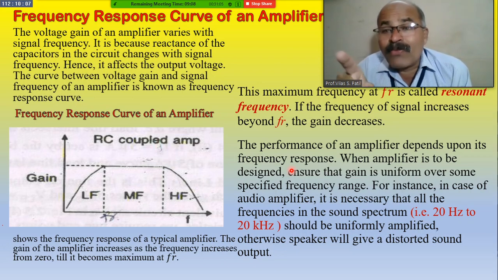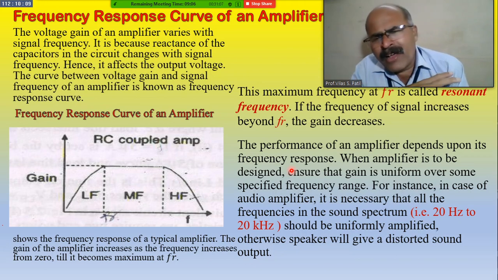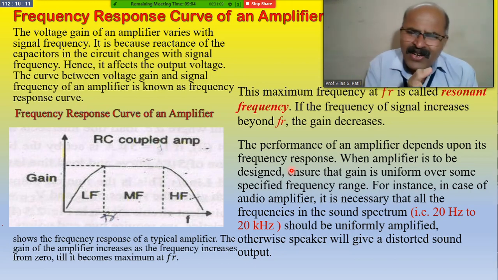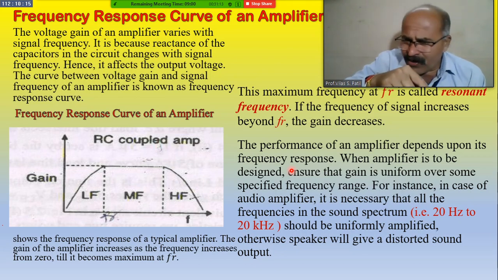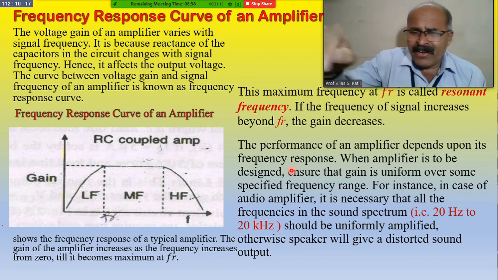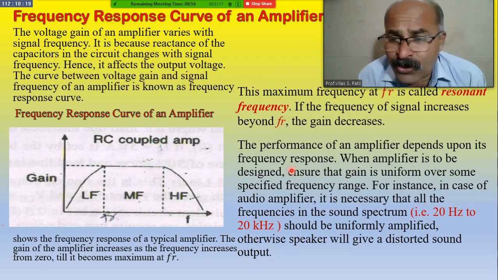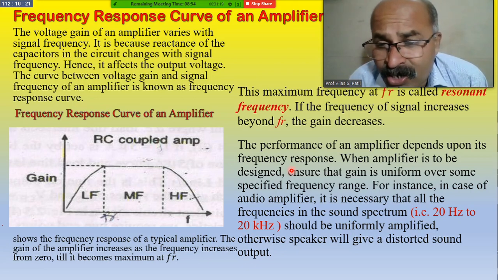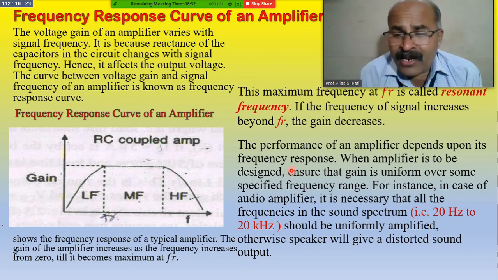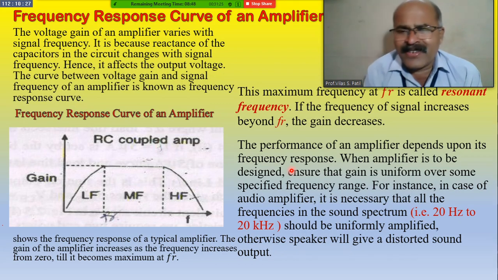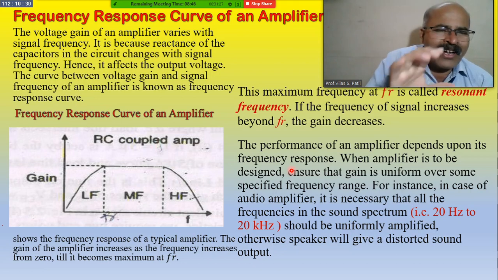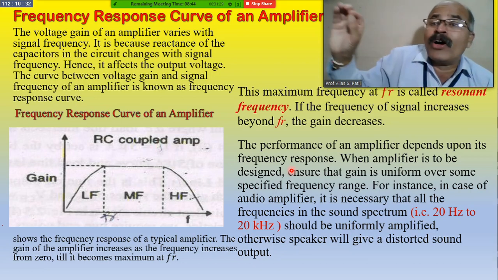It will be asked for 5 marks. It will be asked many times. This is a very simple diagram. Draw the curve of the gain of the amplifier versus the frequency range of the amplifier, and show these three different regions, the frequency response curve, the resonant frequency, and the audio frequency range. All these are discussed in this short note, and this slide will be for 5 marks.